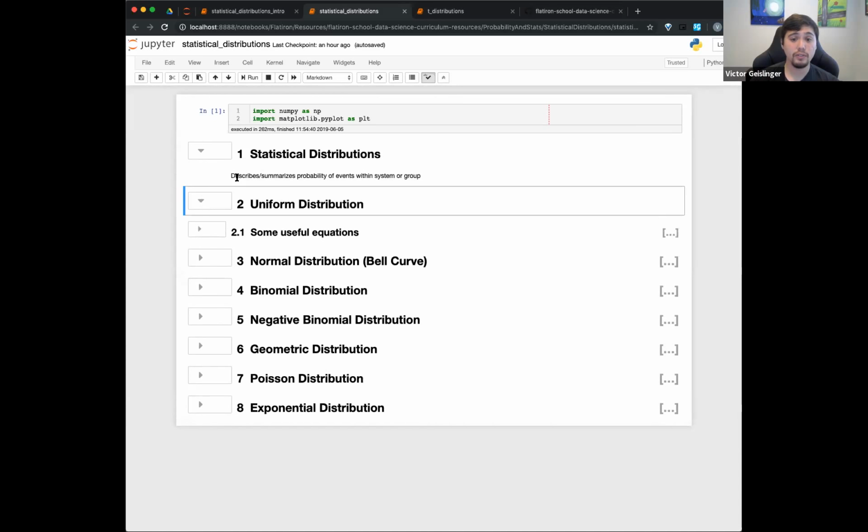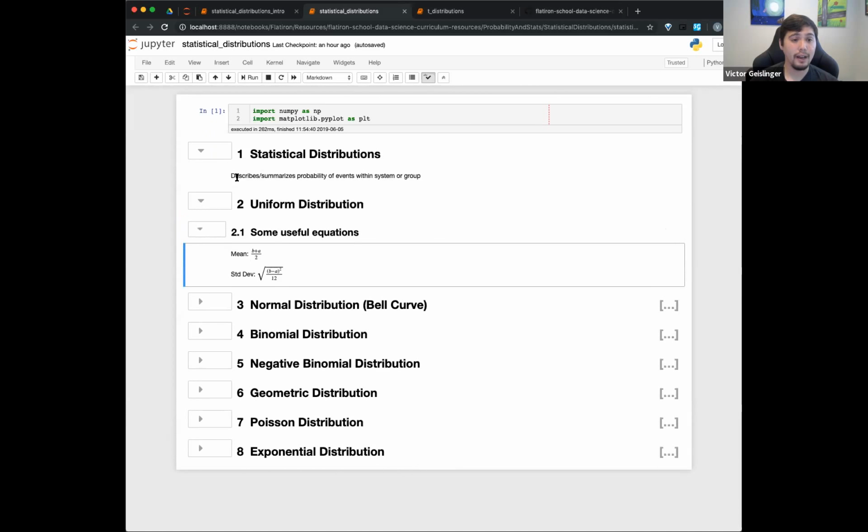Okay, so a uniform distribution is actually pretty simple. Basically, everything is equally likely. This is some quick math that I think the curriculum shows: the standard deviation is equal to the difference between the minimum and the maximum, divided by the square root of 12. And we can see here the average is just between those two points.